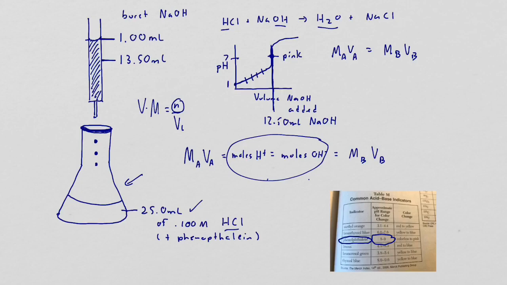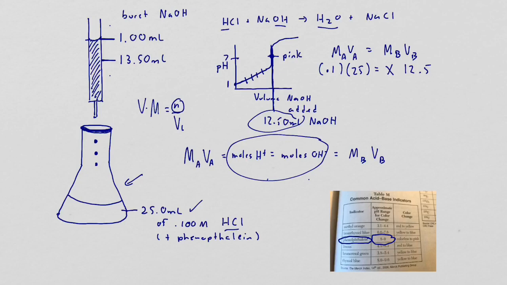For example, here's the molarity of the acid. The molarity is 0.1. I'm not even going to put units in here. 0.1 is my molarity of my acid times my volume of my acid, which is 25, equals the molarity of my base, which is the X I don't know, times the volume of base I use. Now be careful. It's how much I use. It's not 1. It's not 13.5, right? It's 12.5. Now, I'm going to let you solve for X.